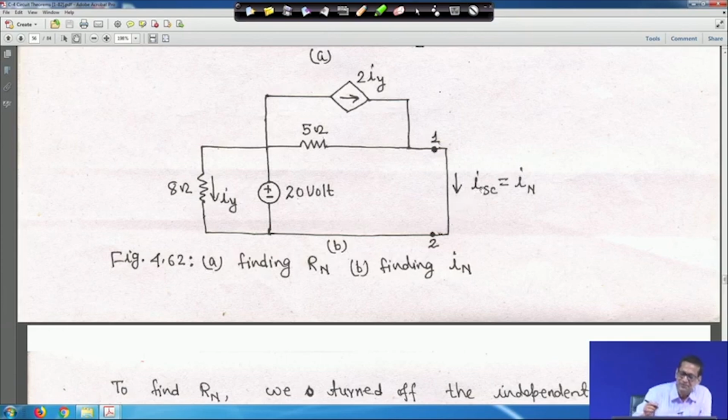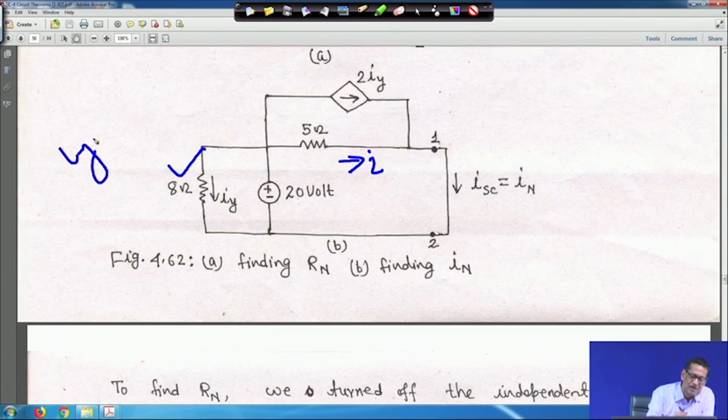So, in this case, as it is shorted, suppose for example the current flowing through this is I. Now, as it is shorted, there is 20 volt across this 8 ohm resistance. So, in this case, what will be your IY?